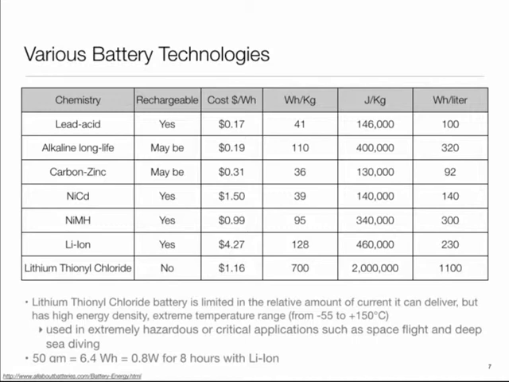The interesting metric for us, which kind of explains why the transition happened, is watt hour per kilogram. Watt hour is a unit of energy, so this is energy per kilogram. Lead acid was 41, carbon zinc, which was before alkaline, is out here. Lithium ion, which is rechargeable, is out here. Lithium hydrochloride is 700.